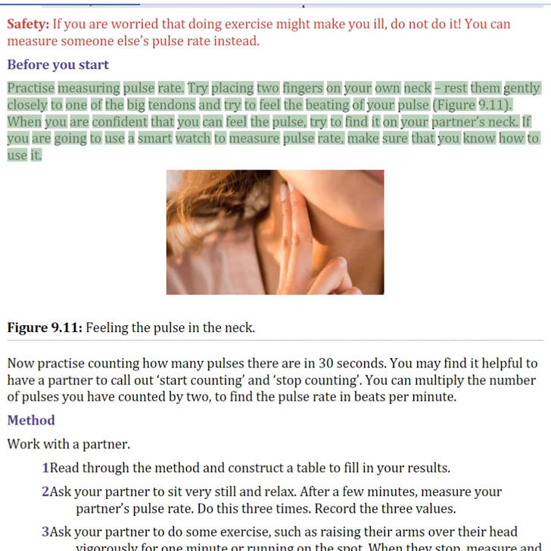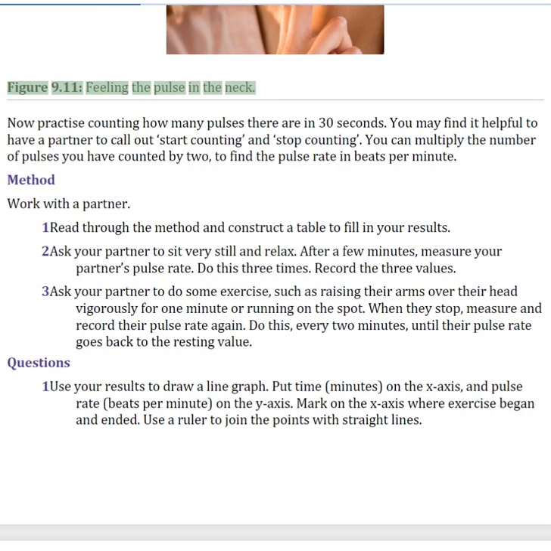Try placing 2 fingers on your own neck, rest them gently close to one of the big tendons, and try to feel the beating of your pulse. When you are confident that you can feel the pulse, try to find it on your partner's neck. If you are going to use a smart watch to measure pulse rate, make sure that you know how to use it. Figure 9.11. Feeling the pulse in the neck.